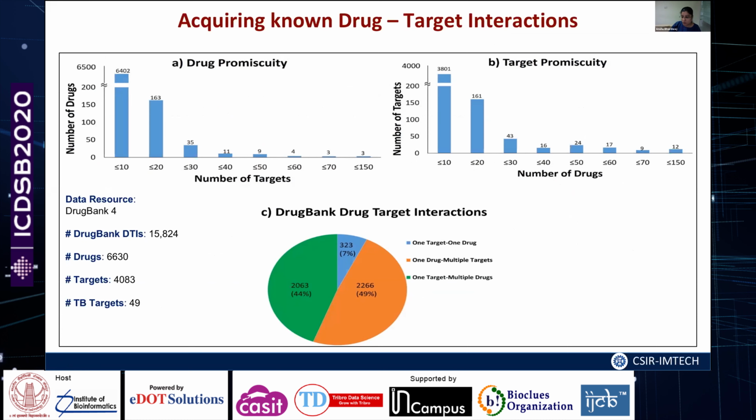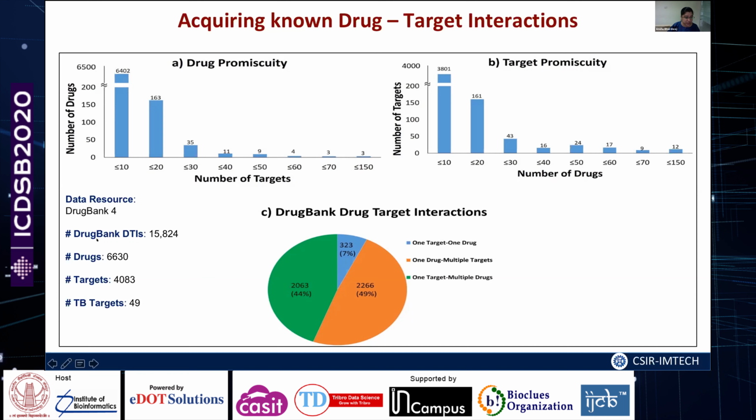Now what this graph shows us is that, both in the case of individual drugs acting on targets and individual targets being acted upon by multiple drugs, there is a huge level of promiscuity. One-to-one interactions, where one target is being acted upon by one drug and vice versa, are only 7%. The rest, 93%, are not one-to-one interactions. So there are multiple interactions, and we thought that we can harness this promiscuity to predict potential new drug target interactions.